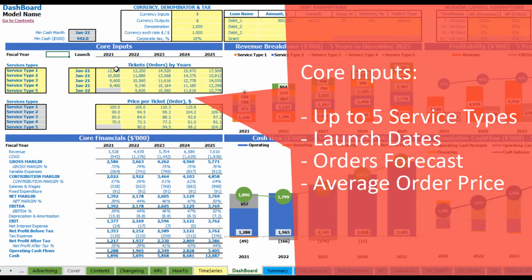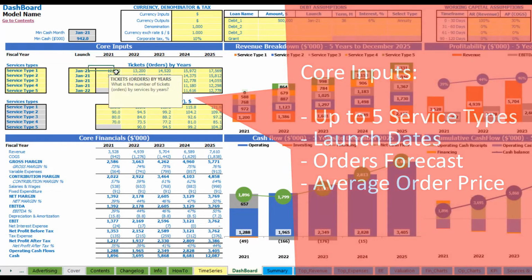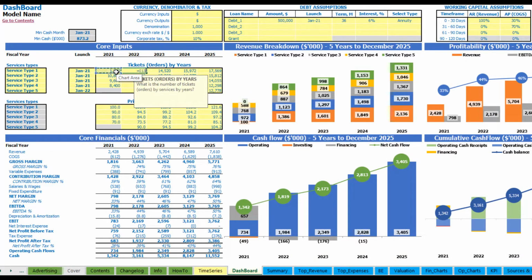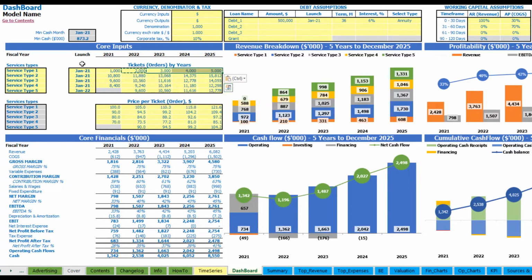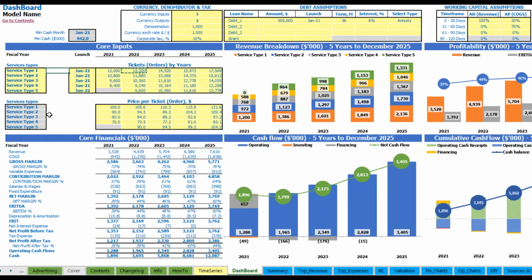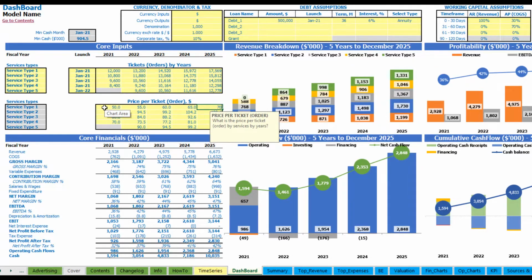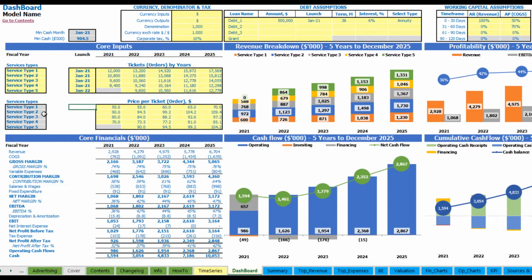The next step is to set up the tickets or orders amounts for each of the services by years. For example, 1000 in first year and plus additional 1000 of tickets or orders each next year. The same idea for other 4 line items. The next step is to set up the price per ticket or order. Let's pretend it can be $50, $55, $60, $65, and $70 for the service type 1. The same idea for other 4 services types.